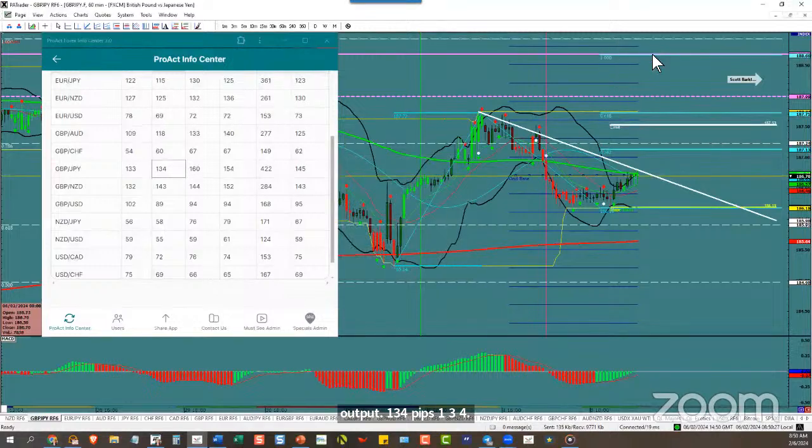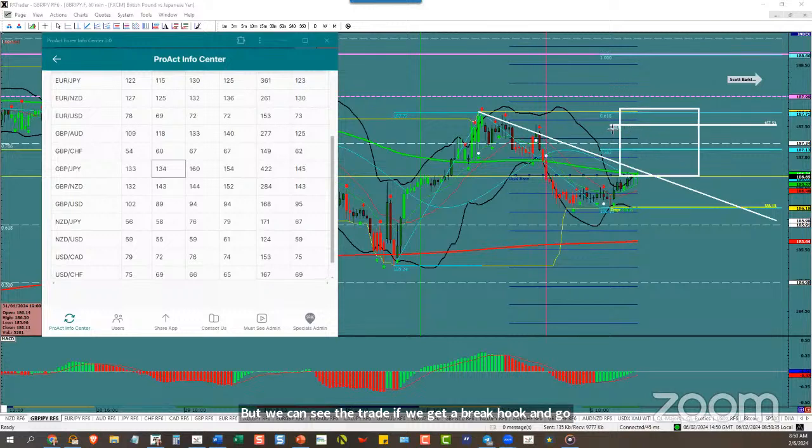All right. So the 1,000 is not even in play today. But we can see the trade. If we get a break hook and go here, all right, the opportunity is here. All right. The ATR is here. We'll hold to the 0.618 and the double top up there. You can see the trade right here. Trade 1 is right there. Trade 2 is right there.